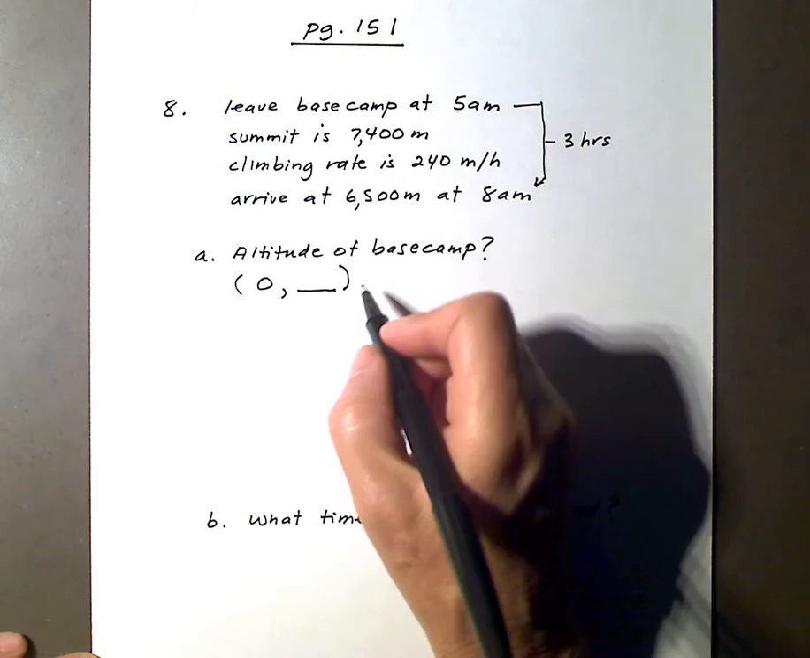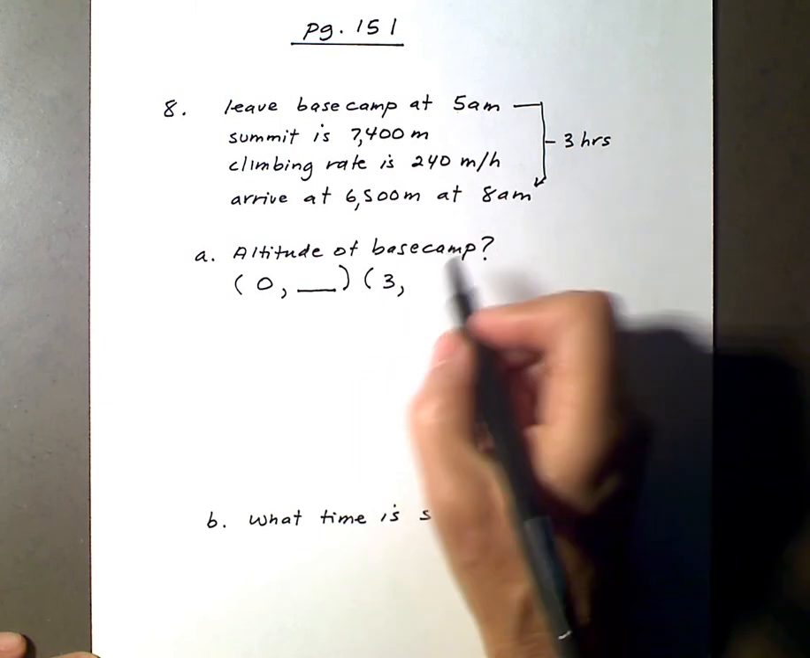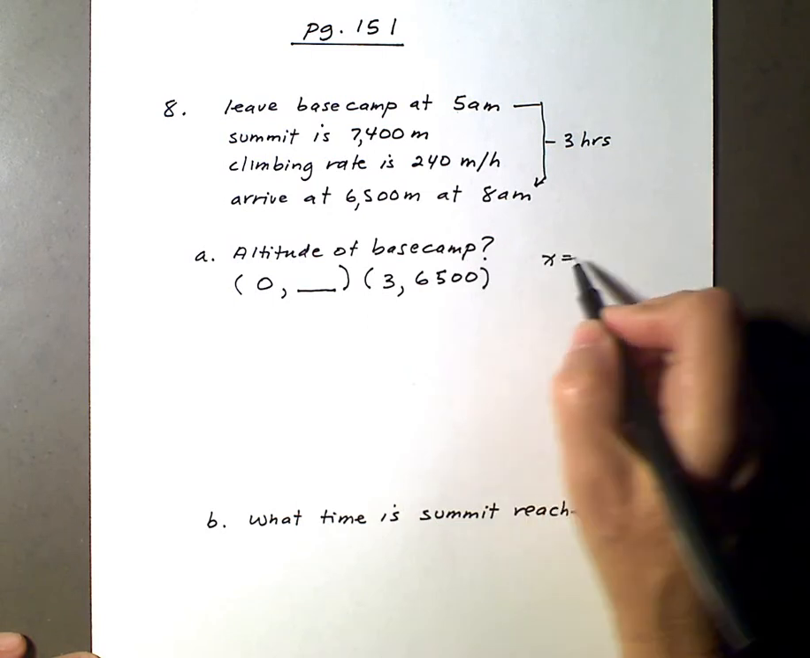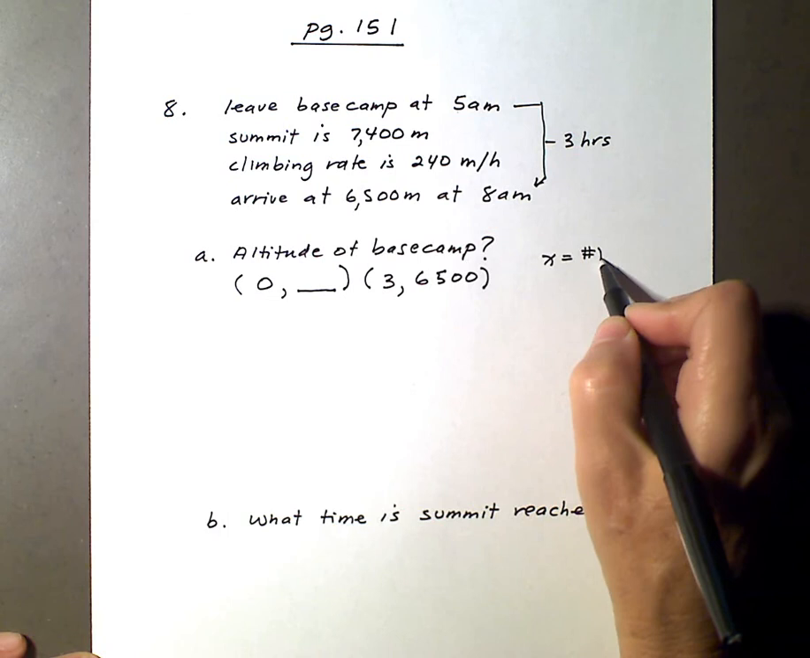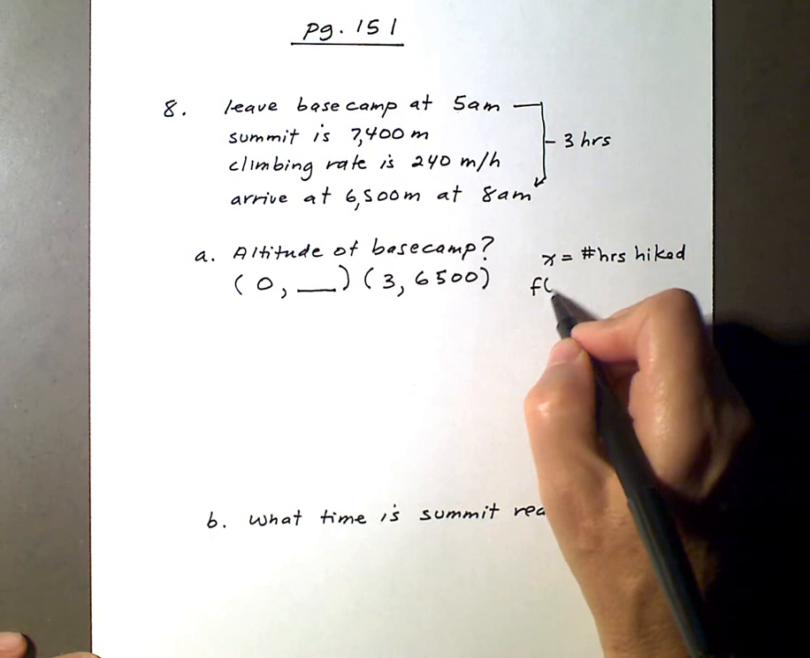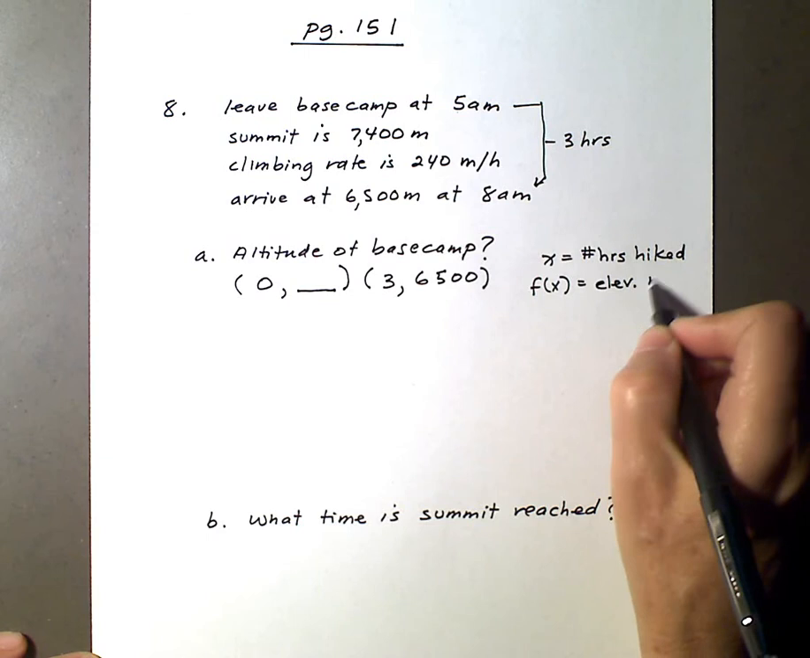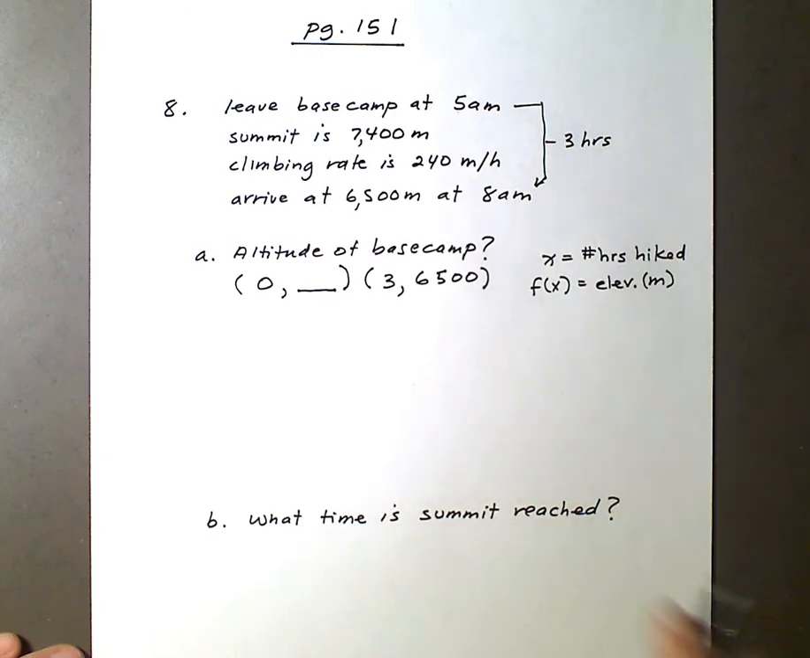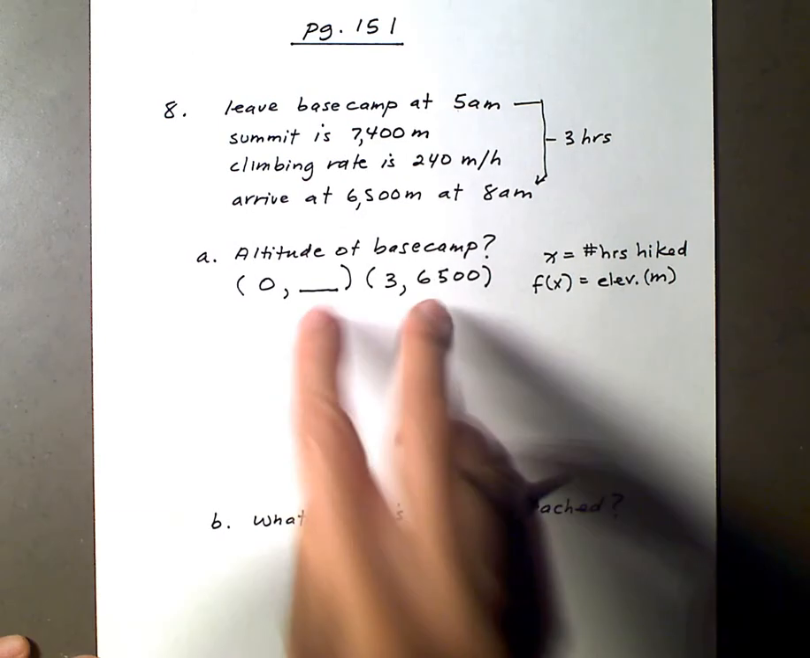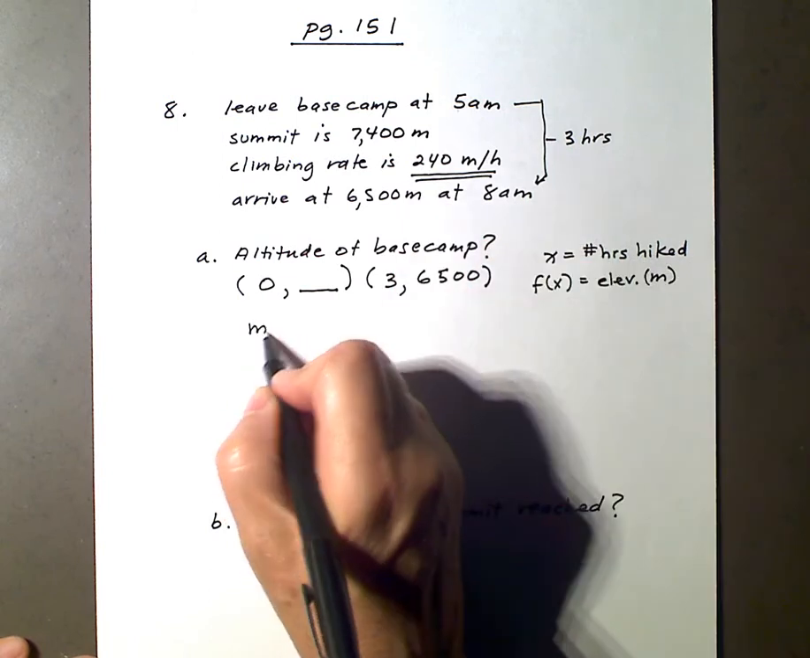I do know that after 3 hours of climbing at 8 a.m. he is at 6,500 meters. So I'm using x as the number of hours that he's hiked, and f of x, which is y, represents the elevation in meters. The number of hours hiking, and elevation. I don't have 2 points, but I do have the slope, and that's right here. His rate of climbing is 240 meters per hour.